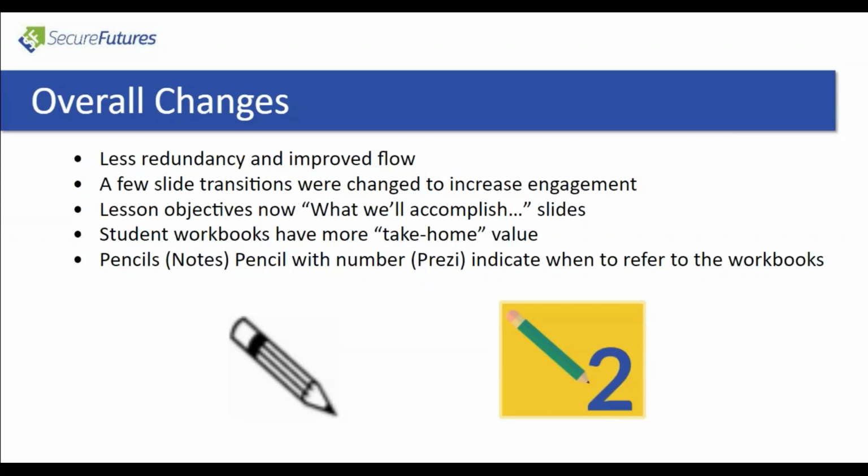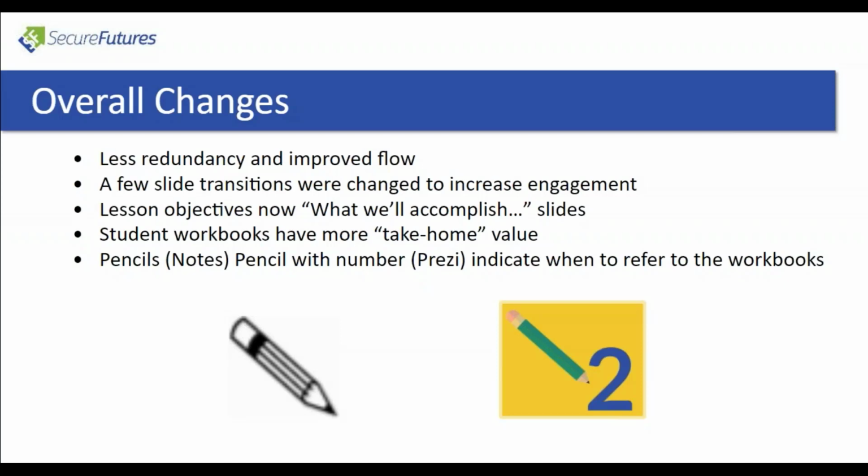And then this other little thing, we did talk about icons, but there's a correlation between what you see in the Instructor Notes, which is this black and white pencil on the left, and the presentations. Every time there's an activity or a resource to talk about in the student workbook, you're going to see this yellow square that has a pencil and a number in it. So that's your signal.